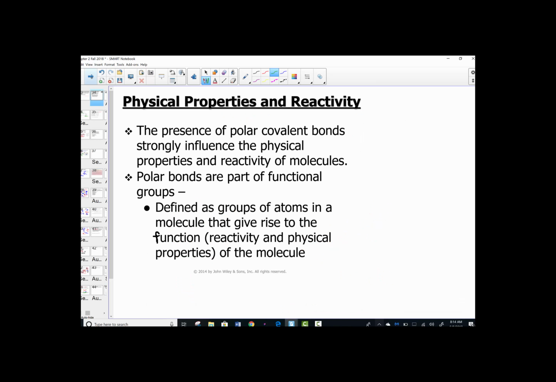So think about physical properties and reactivity. The presence of a polar bond strongly influences physical properties and the reactivity of molecules. Polar bonds are part of functional groups, the main focus of our chapter, defined as groups of atoms in a molecule that give rise to the function of that molecule. And by function, we mean how does it react with certain substrates? What is its boiling point? What is its melting point? Those are physical properties. This is all based on the polarity of the functional group.